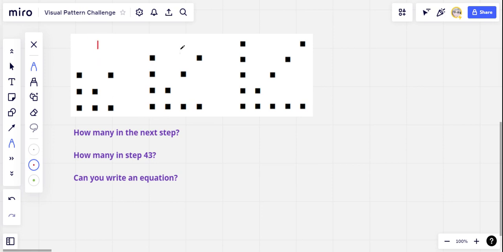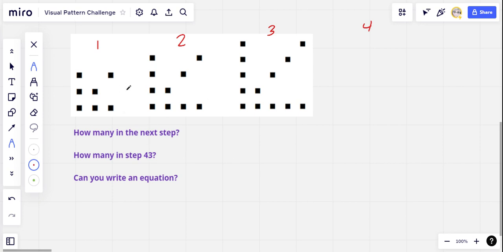Here's step 1, here's step 2, here's step 3, and your challenge is to predict the number of little squares in step 4. If you can do that, can you predict the number of squares in step 43? And can you write an equation that could be used to predict the number of squares in any step at all? That's the challenge. If you'd like to accept it, pause the video and work it out.